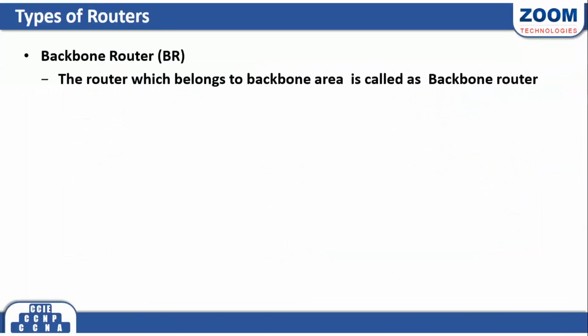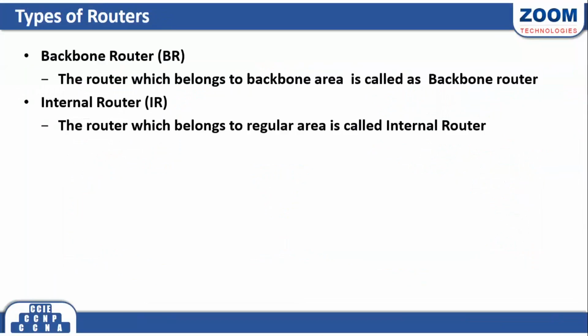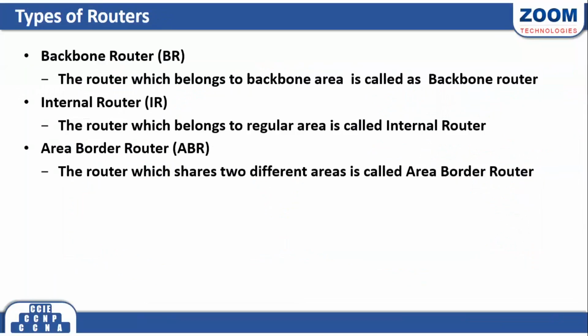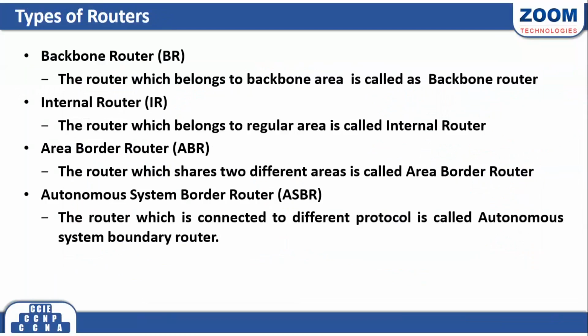So types of routers: BR, backbone router, the router which belongs to the backbone area is called backbone router. IR, internal router, the router which belongs to a regular area, which is a non-backbone area, is called internal router. ABR, area border router, which connects different areas, is called ABR. ASBR, autonomous system border router, a router which is connected to different protocols is called ASBR.